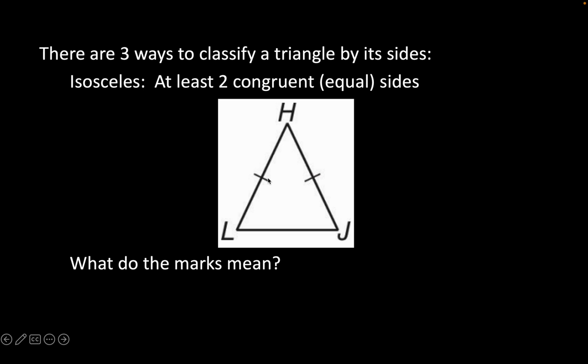So again, these marks, if you remember from your experience, mean that these two things are equal. Just like the angles, as long as each of these has one mark in them, that means that both of those have to be the same distance or same length. All right, so it means that HL is congruent to HJ.